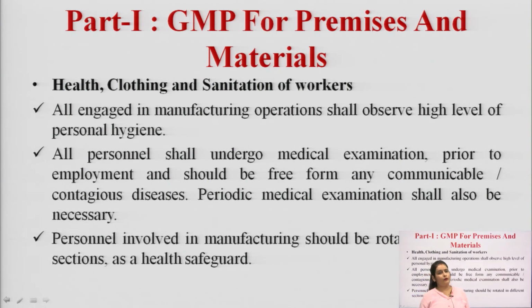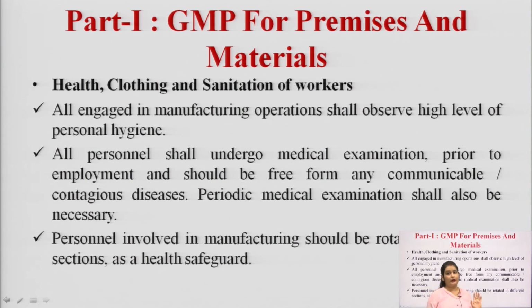Apart from personnel, we should also take care of the health, clothing and sanitation of workers. All those engaged in manufacturing operations shall observe a high level of personal hygiene. They should maintain personal hygiene, as we all know that every type of pharmaceutical product is prepared in industry, like liquid dosage forms, solid dosage forms, sterile products and so many more. All personnel shall undergo medical examination prior to employment and should be free from any communicable diseases.